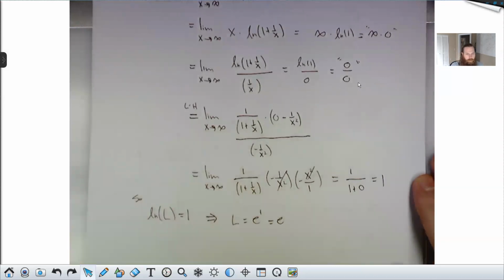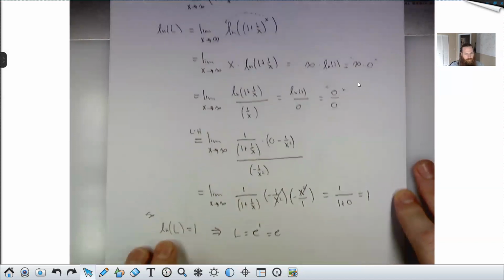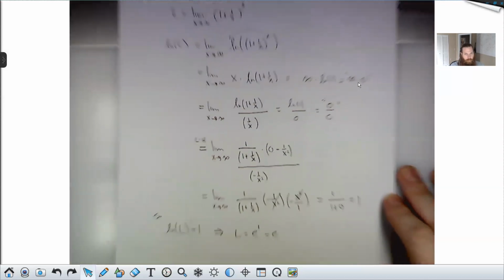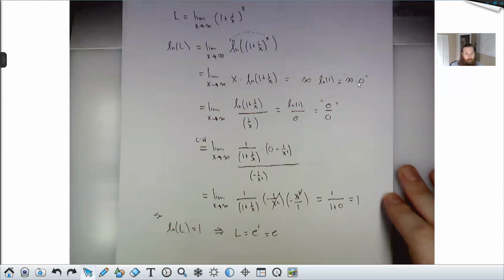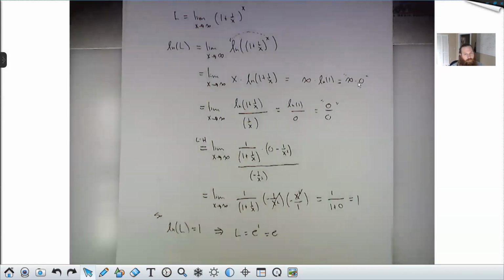And you may recognize this limit, the limit that we started with. That's the definition of the number e that's used in most pre-calculus and algebra classes. In this class, we used a slightly different definition because it was more convenient as we started taking derivatives. But this is the kind of standard definition of the number e.